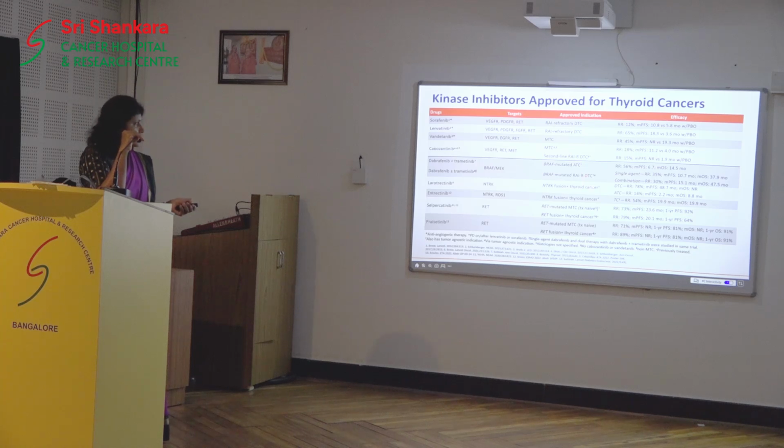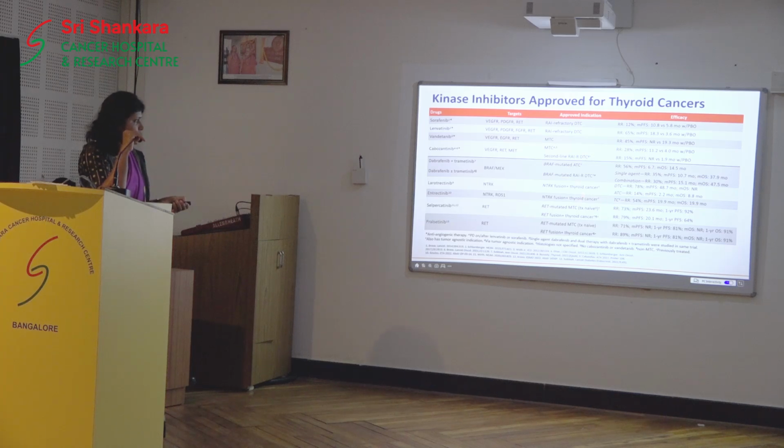In radioiodine refractory setting also, it can be given in combination with a response rate of 30% and a PFS of 15.1 months. Then we have the NTRK fusion inhibitors. We have larotrectinib and entrectinib, which are recommended for NTRK fusion positive thyroid cancers, irrespective in this setting. Most of them will be radioiodine refractory thyroid cancers.